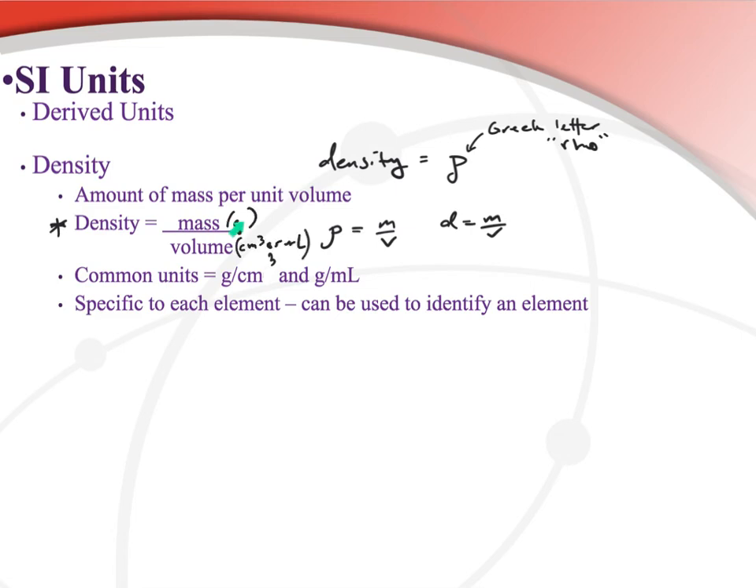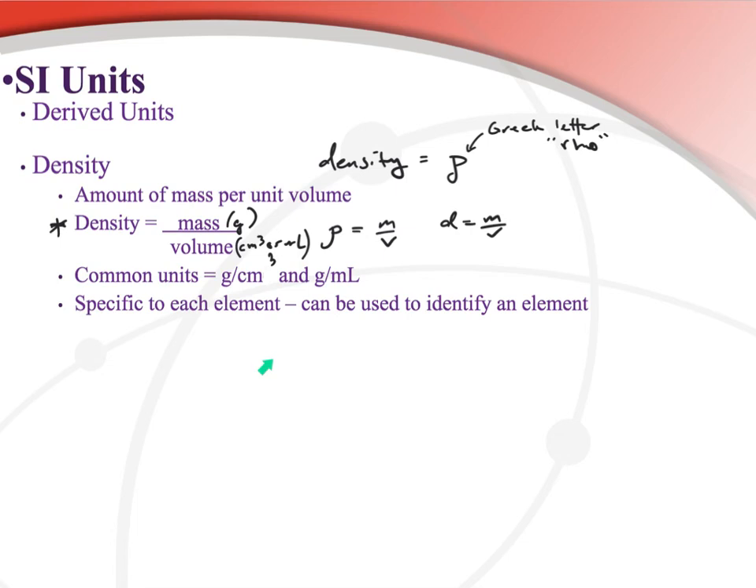And since this one's on the top and one of these two is on the bottom, this is the unit that we would come up with. Okay. The cool thing about density is that it's specific to each element. So every element on the periodic table has a specific density, and if we can calculate it, then we can identify what that element is.